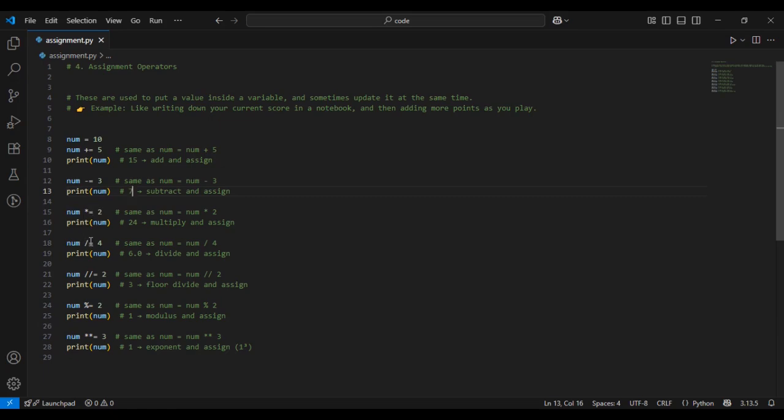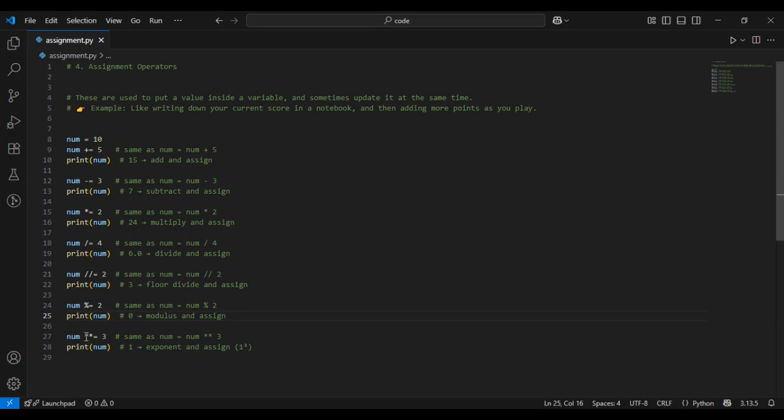Forward slash equals to is used for dividing and assigning as a float. This is used for dividing, assigning as an integer. It's used to take the remainder and assign the remainder. So when we use num modulus 2, 10 will be divided by 2 and the remainder will be assigned to the variable num, which will be 0.